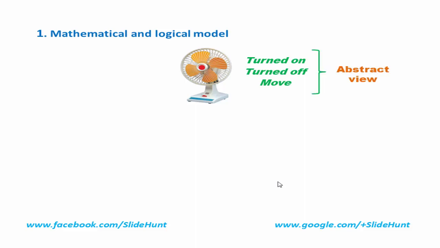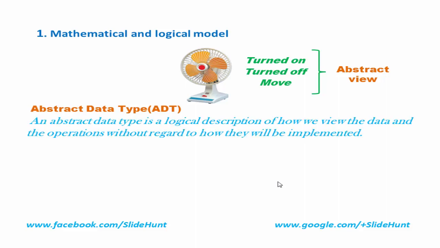There is a term to define abstract view, it's called abstract data type, or in short it is called ADT. The formal definition of abstract data type is: an abstract data type is a logical description of how we view the data and the operations without regard to how they will be implemented.